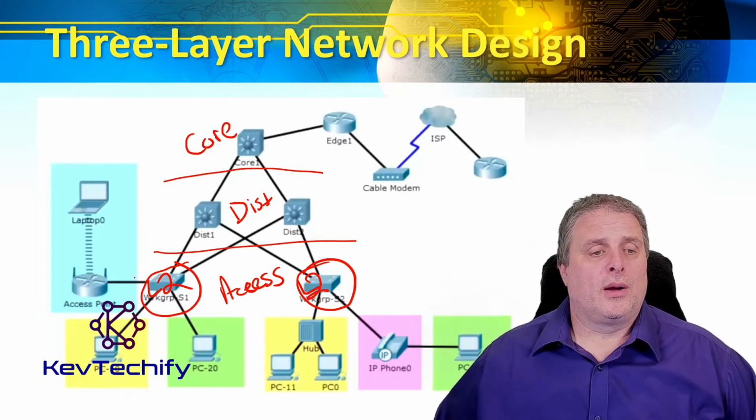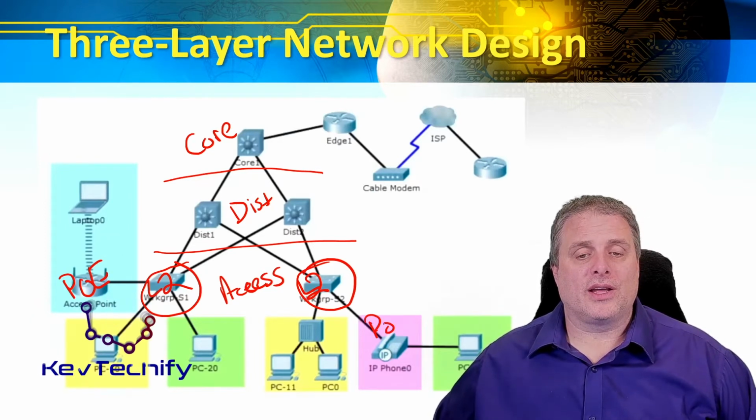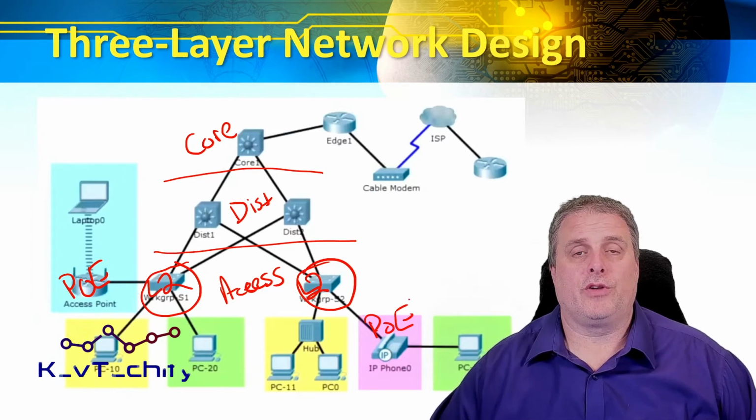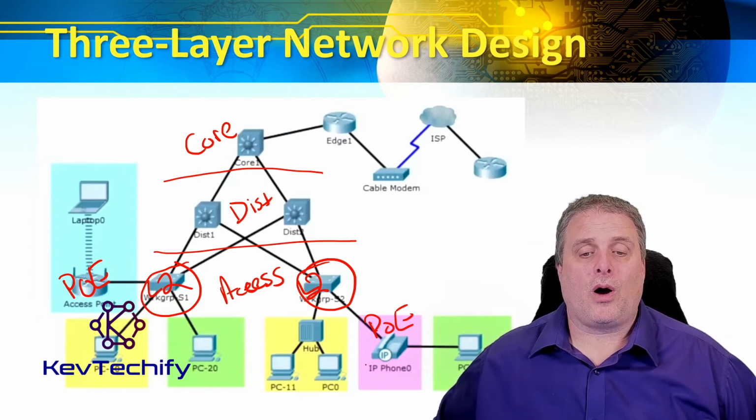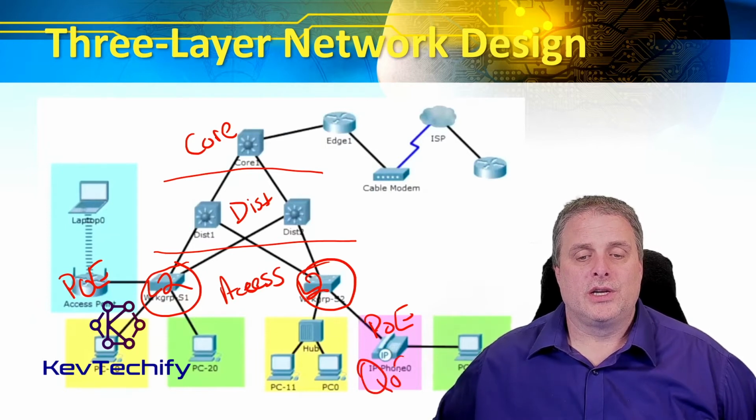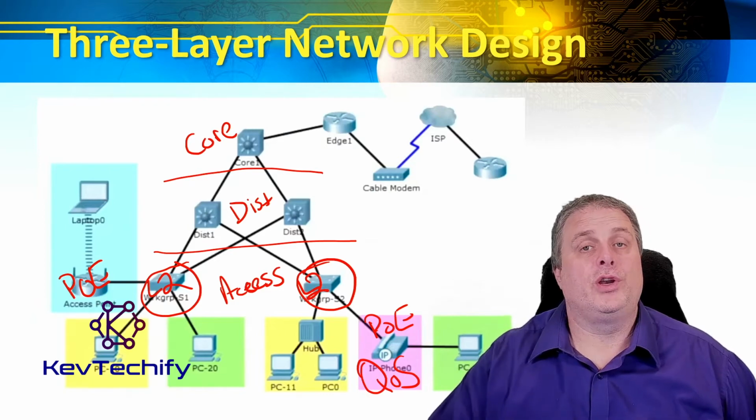Here we have power over Ethernet supplying power to this access point, and we also have power over Ethernet supplying power to this voice over IP phone. The voice over IP phone also needs quality of service to provide a decent quality for a voice conversation over your network.